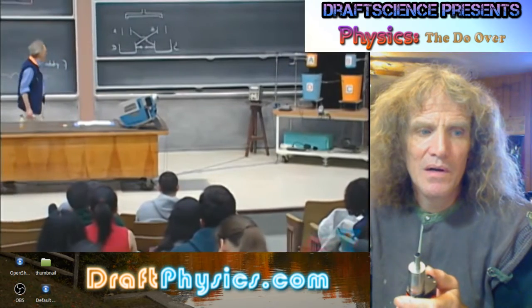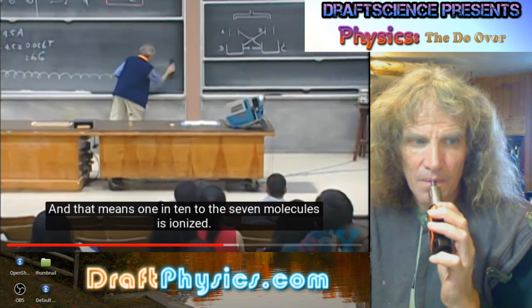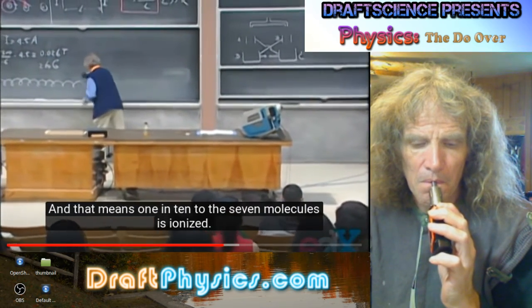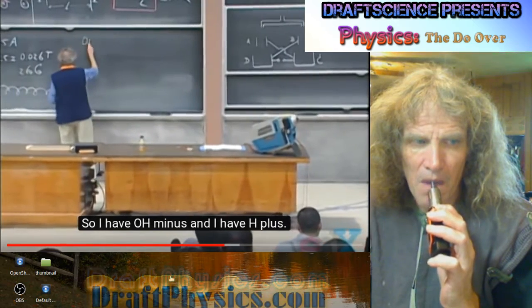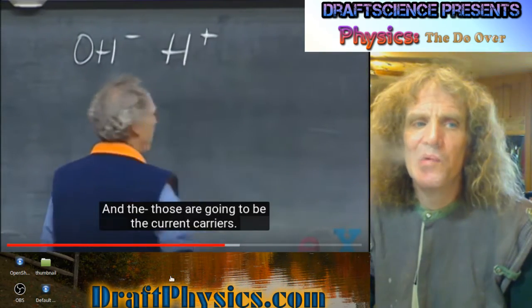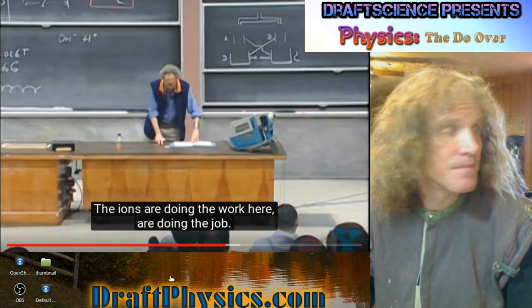How does it work? Well, water has a pH of 7, and that means 1 in 10 to the 7 molecules is ionized. So I have OH minus and I have H plus. Those are going to be the current carriers. The ions are doing the work here, are doing the job.